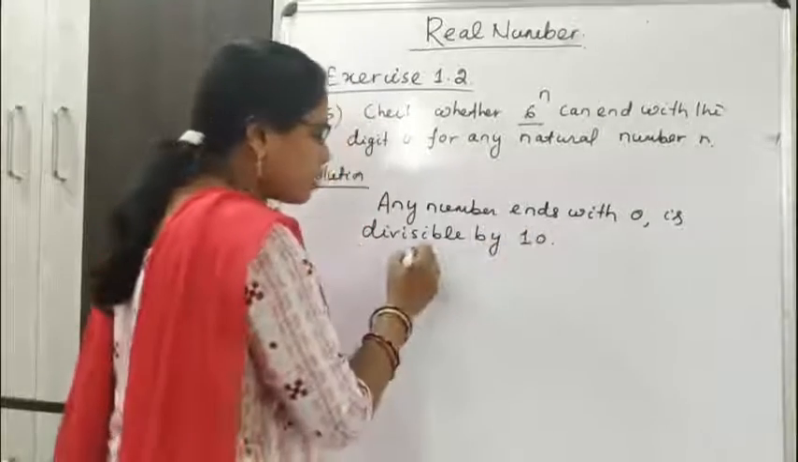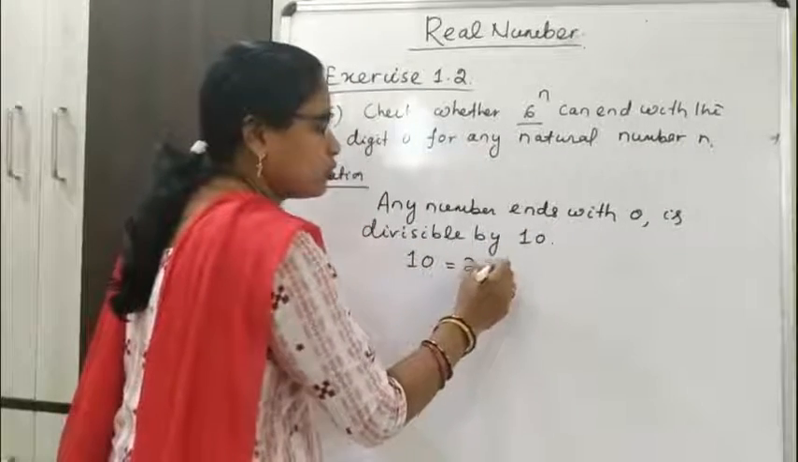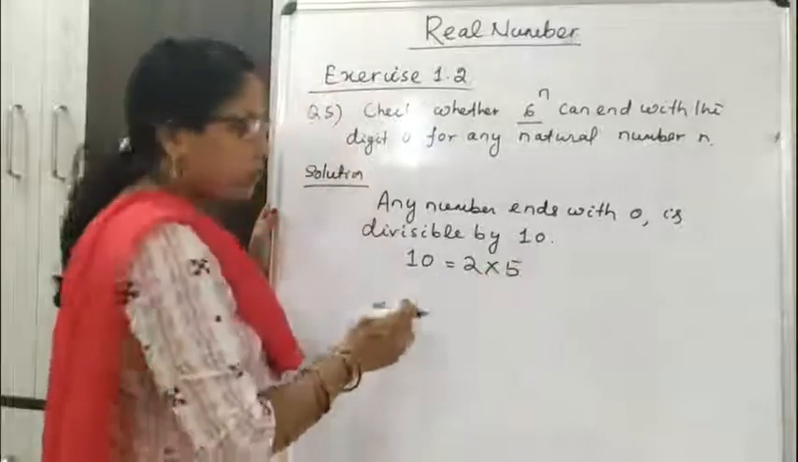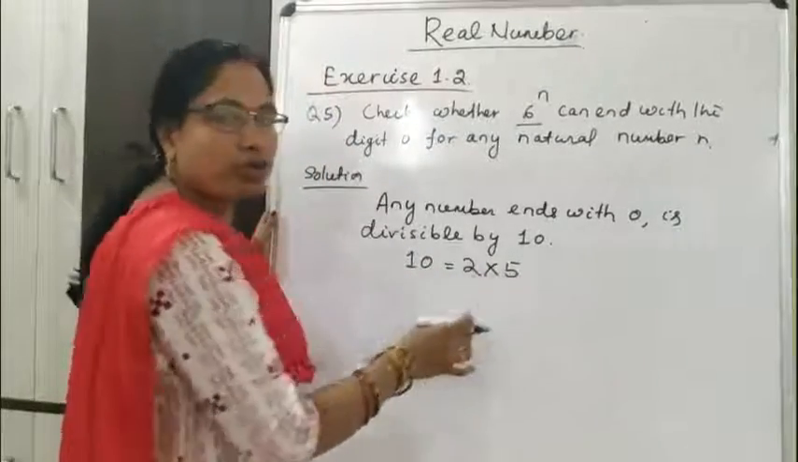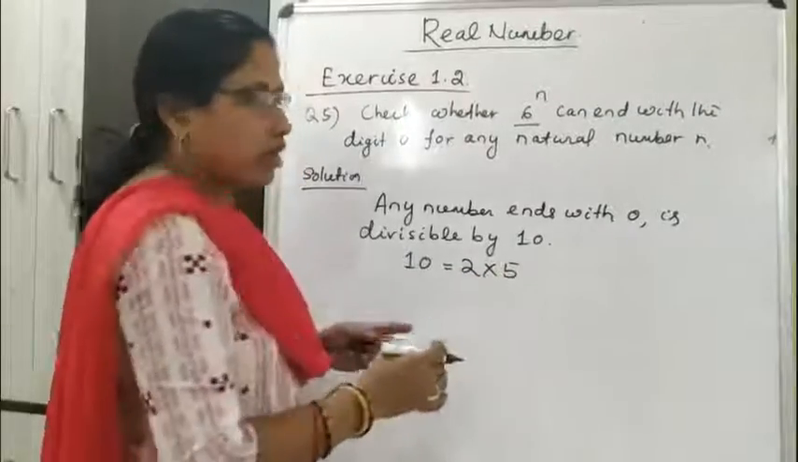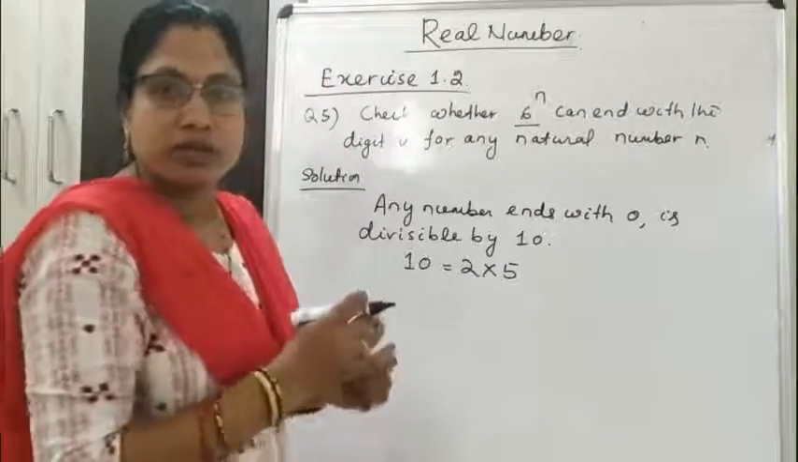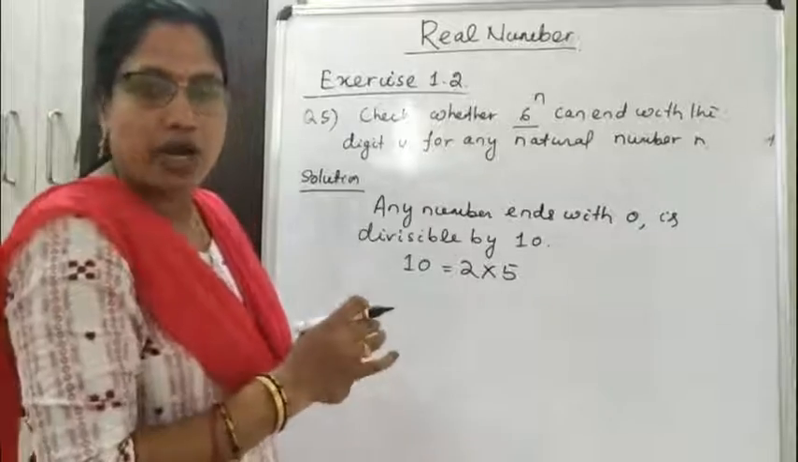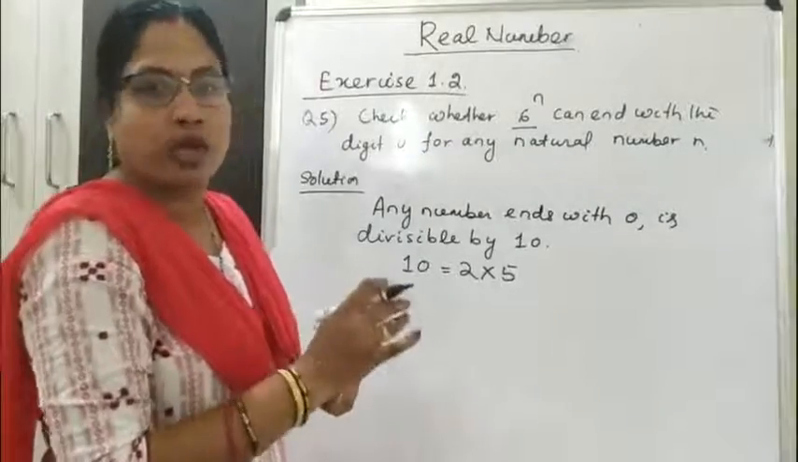And 10 has the factors 2 and 5. The prime factorization of 10 is 2 into 5. So 10 has both the factors 2 and 5. So a number which is divisible by 10 should have the factors both 2 and 5.